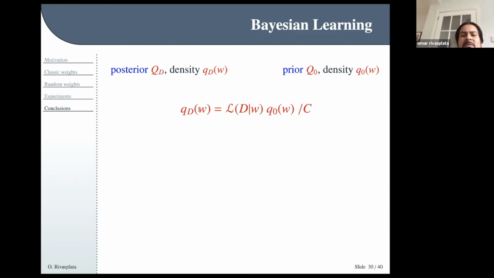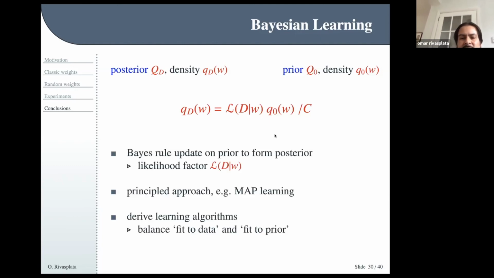So the way one gets the posterior is by updating the prior distribution via a data-dependent factor that is called the likelihood factor. And then, of course, to make this a probability distribution, one has to divide this product by a normalizing constant. It's basically the integral of this product. There must be many good things about this approach that I'm not mentioning here, but again, this is just a quick summary.